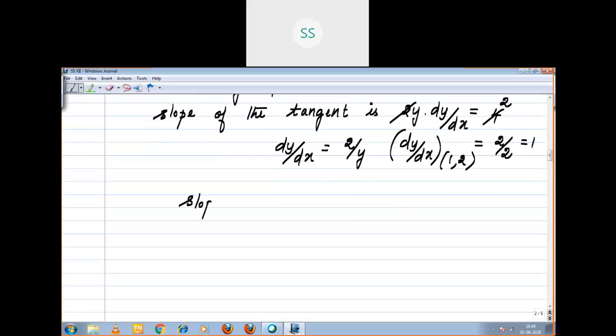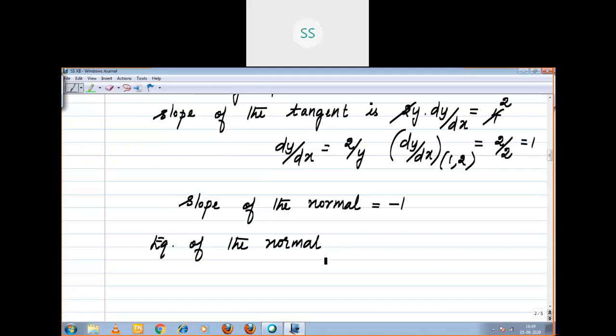Slope of the normal is equal to the reciprocal of 1, which is 1. What is the opposite symbol? That is positive, so here it will act as negative. Now, equation of the normal. You want to use the one point slope form. What is the one point slope form? Yeah, very good. y minus y1 equals m into x minus x1.